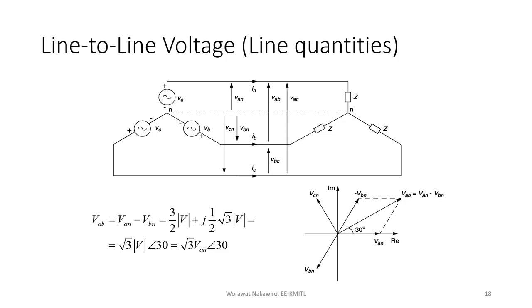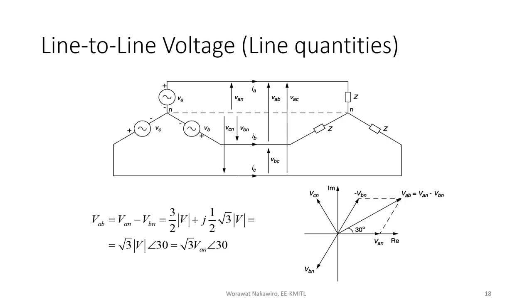So this is the other quantity that you need to know when you analyze the per-phase three-phase balanced system, that is called line-to-line voltage. Normally when we deal with three-phase or multiple-phase systems, this is the reason why we use three-phase: we use the minimum number of conductors, three conductors, okay?